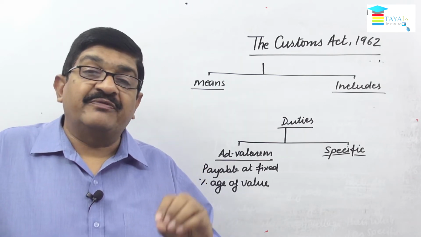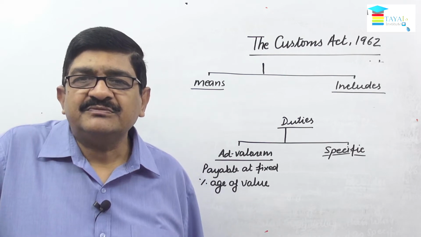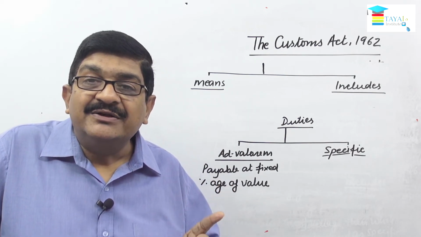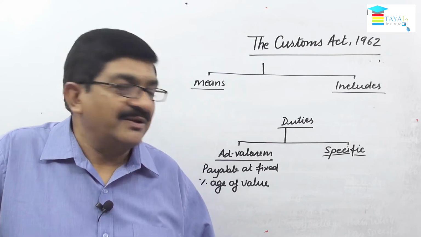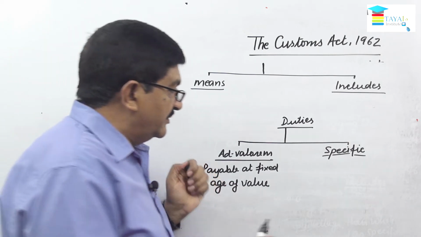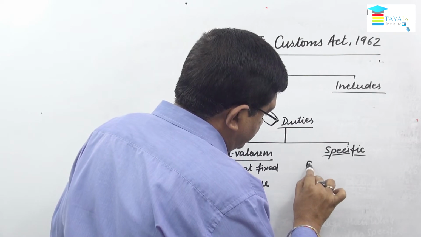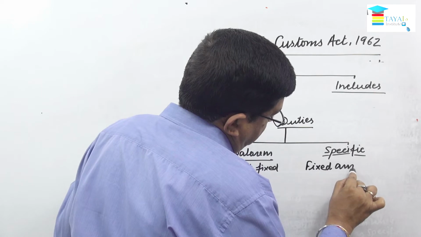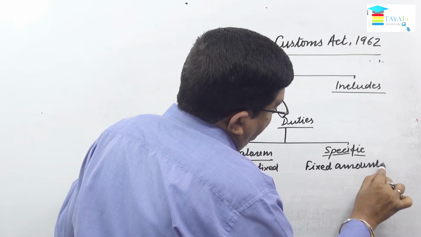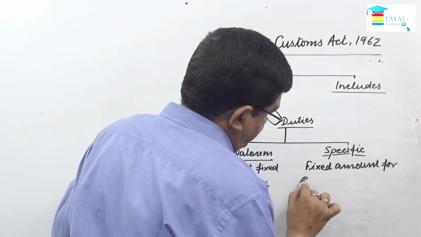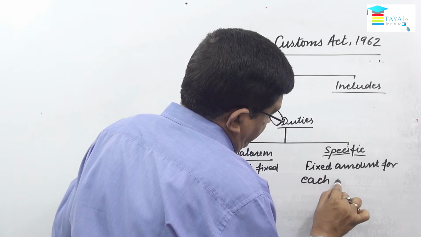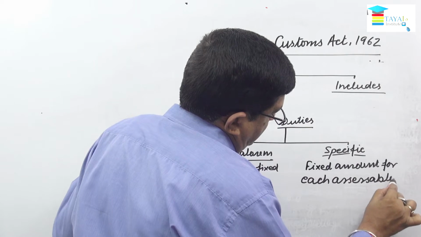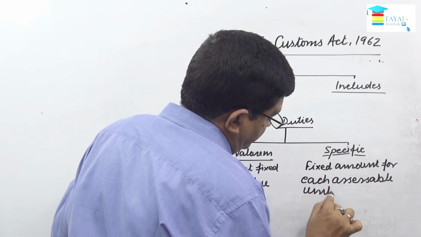Say for example, rupees 5 per quintal. Whatever be the item, I am not talking about the item, that you will find in the tariff. What kind of duty is applicable? Okay. So specific duty is a fixed amount for each assessable unit.